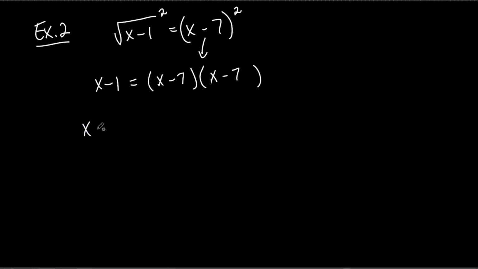I'm not going to get rid of that 1 just yet. What do you think I'm going to do? I'm going to FOIL this. Okay, so let's FOIL that. So first, outside, inside, last. Now, I'm going to go a little quick on this because we've done this 100 times. Well, maybe not 100, but probably close.